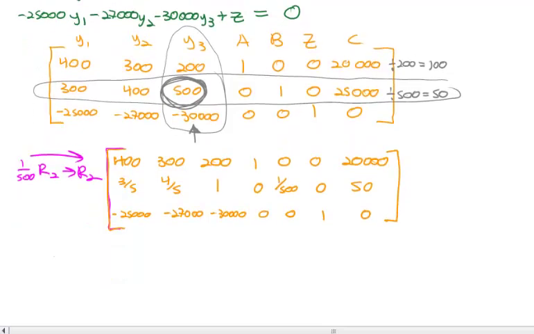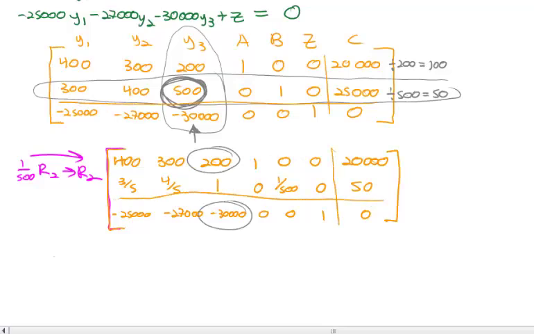Now that we've got that 1 on the pivot point, we're going to make the other values there 0. Let's make sure we keep our matrices separated to our augmented matrices so it looks like our tableau. There we go. And so we're going to use opposites. We're going to use negative 200 times row 2, add it to row 1 to get the new row 1. And positive 30,000 times row 2, that's where the pivot is, we'll add it to row 3 to get a new row 3.